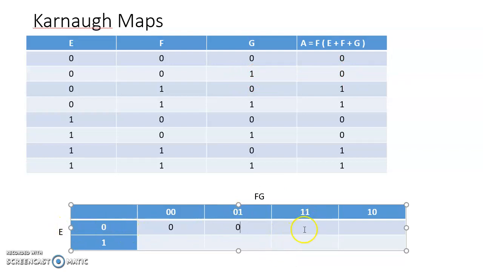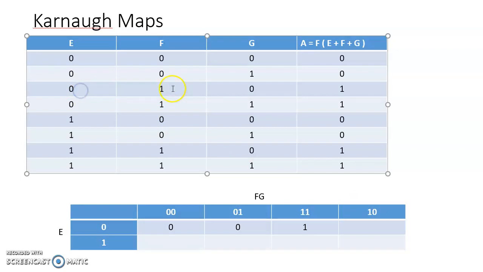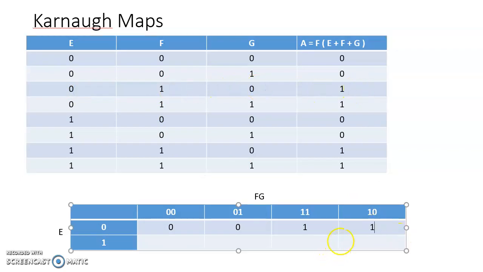Here, E is false, F is true, and G is true. Well, we have to come to this row. E is false, F is true, G is true. It's a 1. And then this last one, E is false, F is true, G is false. That's this row right here. The result is 1.